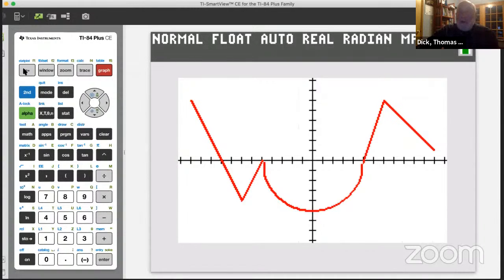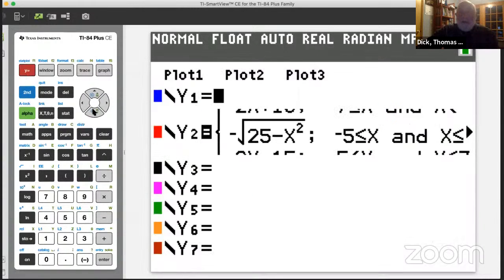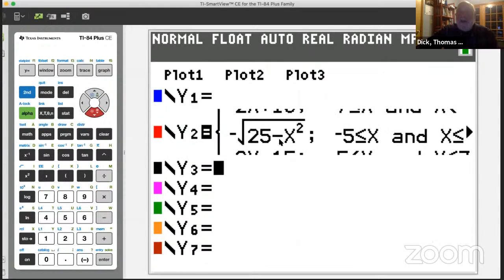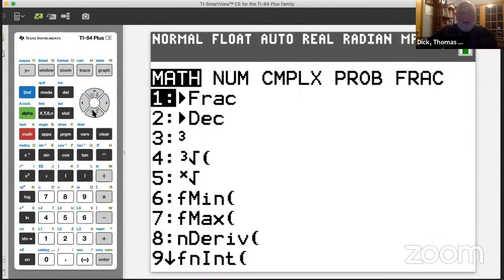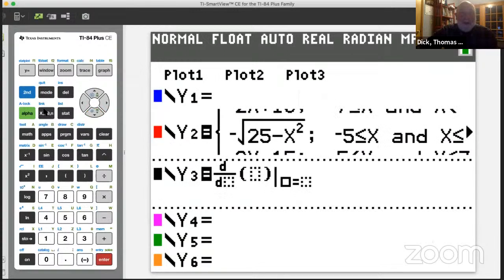But we can go back to our y equals menu. And I'm just going to go down to y3. And I certainly don't want to re-enter that whole y2 here, but I can now just go to the math menu, scroll down to the numerical derivative. We'll take a derivative with respect to x, and now we want to just put in y2.